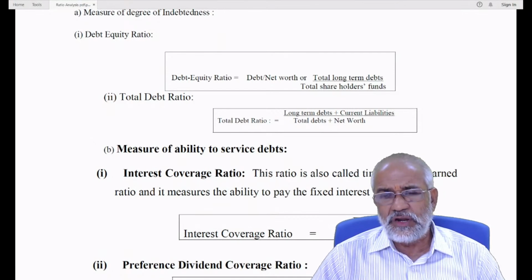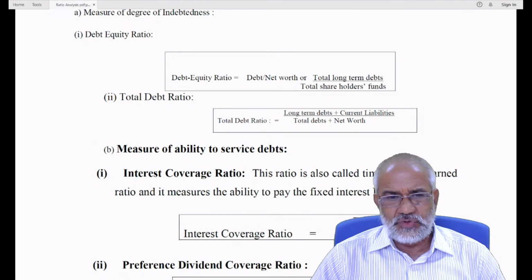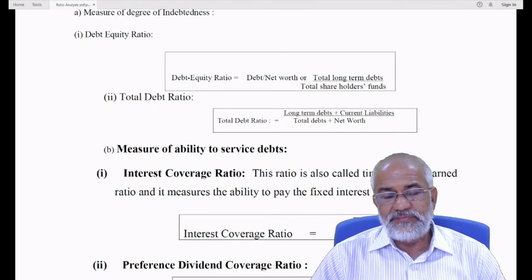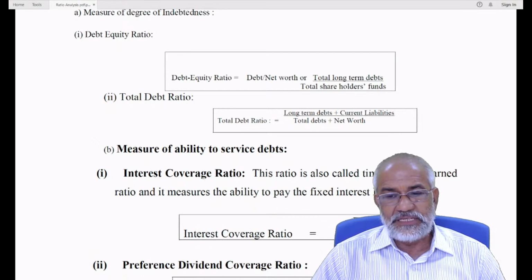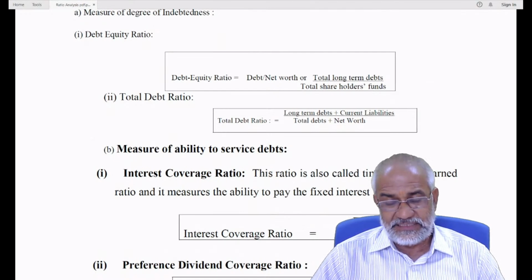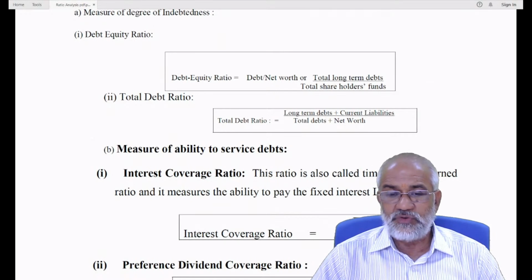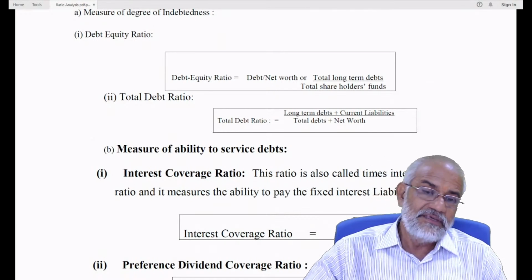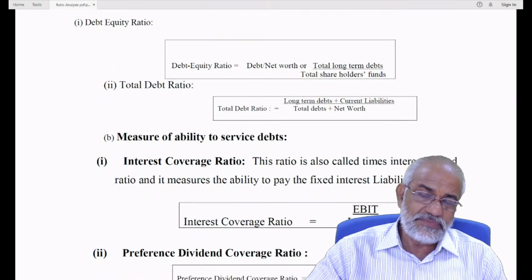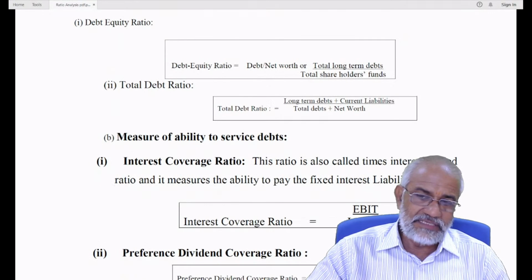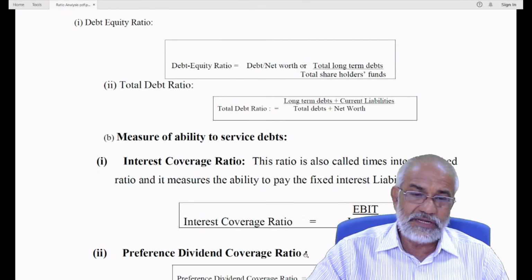This ratio is also called the times interest earned ratio, and it measures the ability to pay the fixed interest liability. So interest coverage ratio is equal to EBIT divided by the amount of interest. Earning before interest and tax divided by the interest, that would be the interest coverage ratio. The ratio is expressed in times, that is, how many times its EBIT is covering the interest component against the different debts taken by the organization.